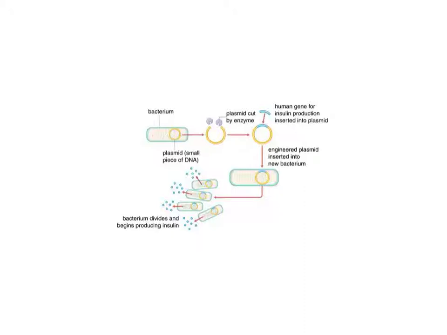One example of this is inserting the gene coding for human insulin into bacterial plasmid DNA. The genetically modified bacteria can then make the human insulin, which can be used by people to treat diabetes. The bacteria are now known as genetically modified organisms.